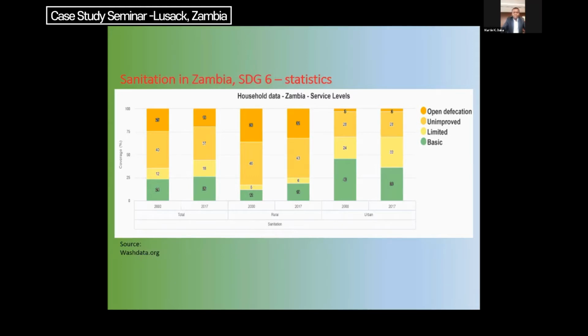Sanitation, basically on sanitation, of course, we have open defecation as the top part, bright yellow, and improved, limited, and basic sanitation. As a country, in the year 2018, the country launched an open defecation-free strategy, and this strategy is seeking to ensure that as a country we reach an open defecation-free status by the year 2030.